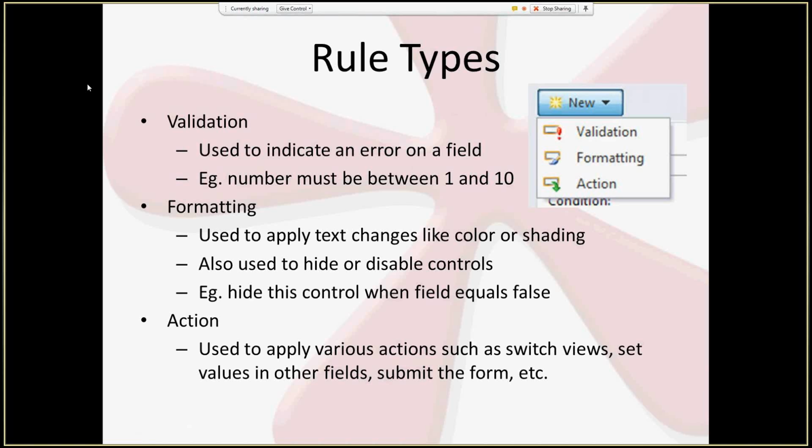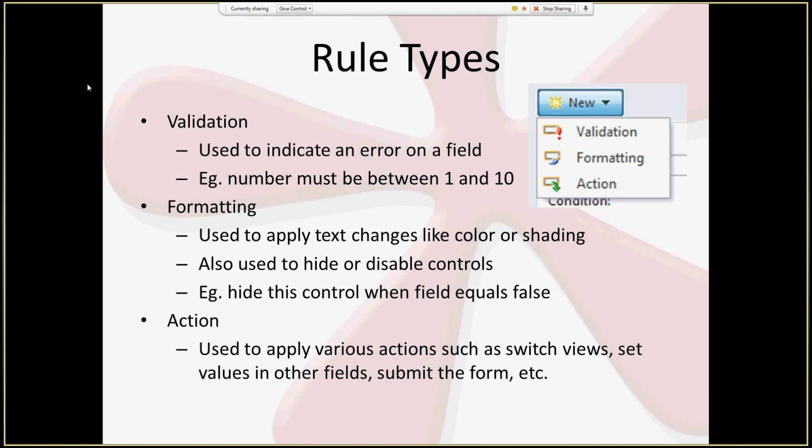And finally, the last rule type is an action rule. So you can apply many different actions. We're calling them actions simply because it's kind of a catch-all. But there's different actions like switch view. You can set values of other fields. You can submit the form. You can query data. You can send data to a web part. You can close the form. So there's various different types of actions.